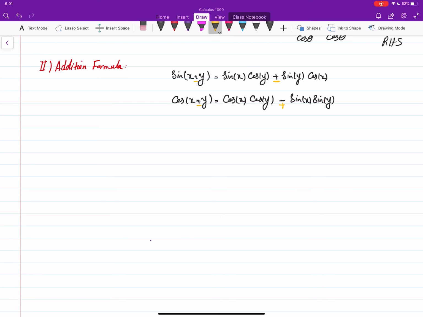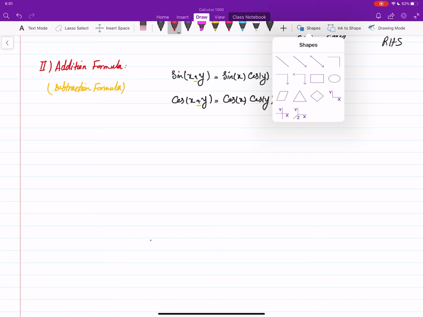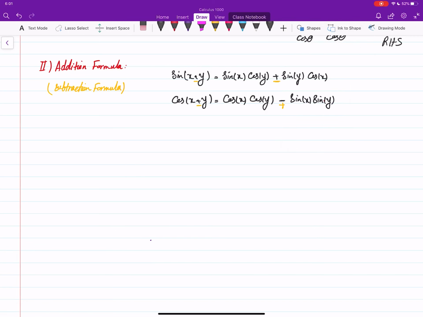So let me write with this that this is the subtraction formula also. The subtraction formula is a very easy fact from the addition formula, and the fact that sine and cosine are odd and even functions. Okay, so this is the second important formula.